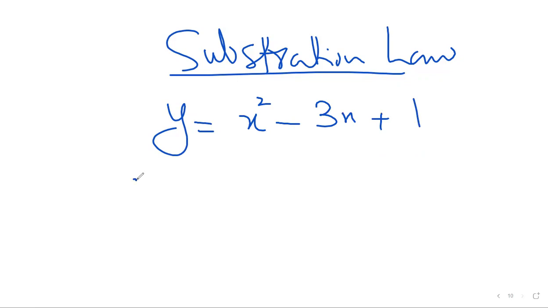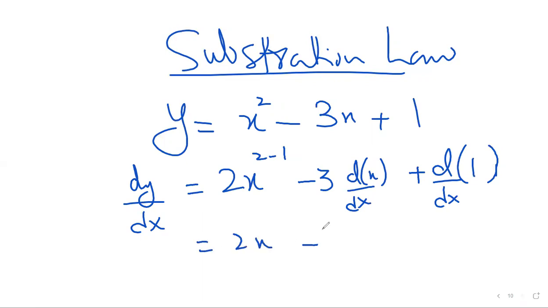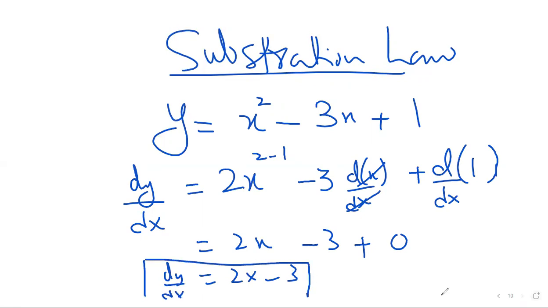Now, dy upon dx, derivative. The derivative of x square will be 2x, power will become coefficient, power is reduced by 1. Minus 3 will come out and you are finding the derivative of x. And the derivative of x is always equal to 1. The derivative of a constant number is always equal to 0. 2x minus 3, 0. The final answer is 2x minus 3. dy upon dx. Thank you.